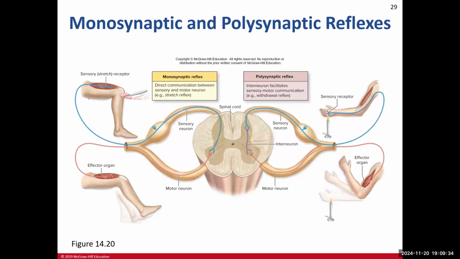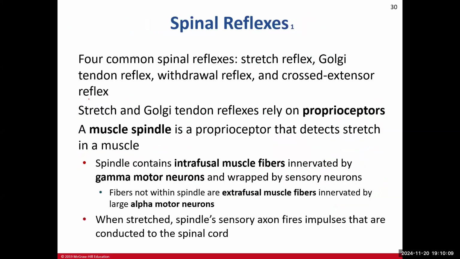So this slide here is showing you the difference between a monosynaptic reflex, like I said, sensory neuron synapses directly onto the motor neuron, and then the motor neuron is going to stimulate the effector. And then our polysynaptic, you're going to have at least one interneuron in between. Which is faster? Is the monosynaptic faster or the polysynaptic faster? Monosynaptic. One synapse versus two synapses. That means we have to release neurotransmitter twice, and that's going to slow us down.